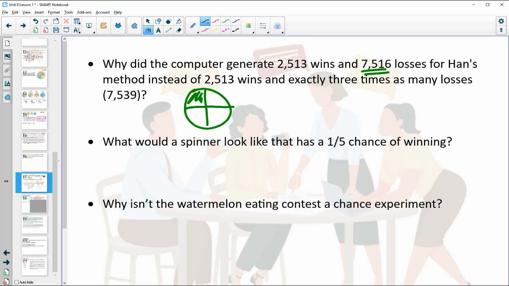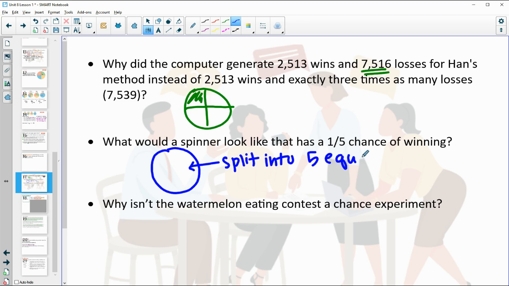So what would a spinner look like if it had a 1 in 5 chance of winning? So it would have 5 equal spaces, so split into 5 equal spaces or sectors.